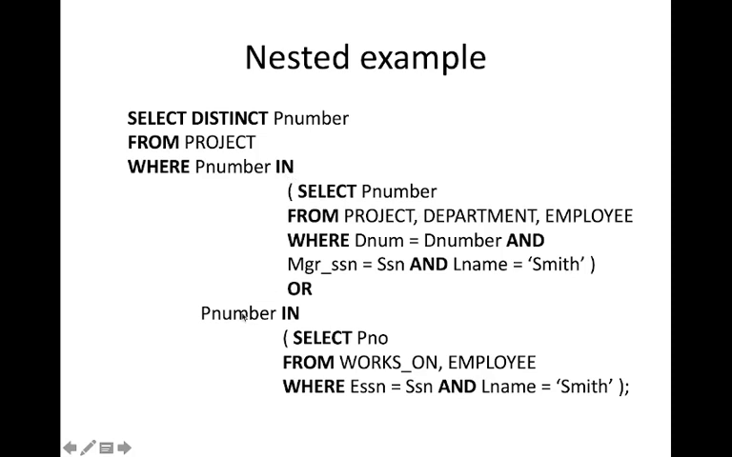Then we have one more condition here, P number in. We have to see whether Smith works for that particular project number, so this will list all those things. Instead of writing that union, this is known as nesting. We are writing a nested query inside this where clause. This is a select statement, and we have a select from where clause inside this where. So this is known as a nested query.